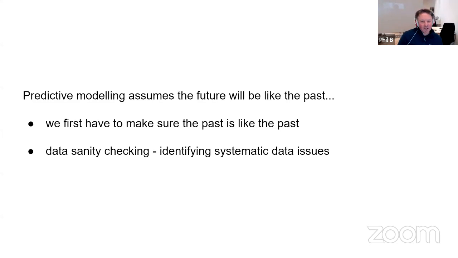So yeah, predictive modeling. The whole concept of building a predictive model means that we're going to take some historical data and find a pattern, and then hope that pattern's still obeyed, that behavior is still obeyed in the future. But before we can make sure that the future is like the past, we've got to make sure the past is like the past, which basically means data sanity checking all our data.